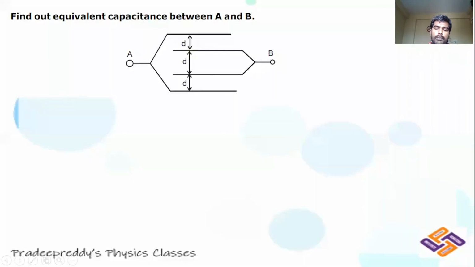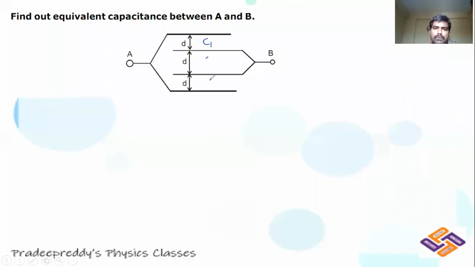Let us solve one more example based on the same concept. With this, the concept will be clear. How to handle these problems will be very clear to you. So how many plates do we have? 4 plates we have. 4 plates make how many capacitors? 3 capacitors. First capacity, let it be C1.